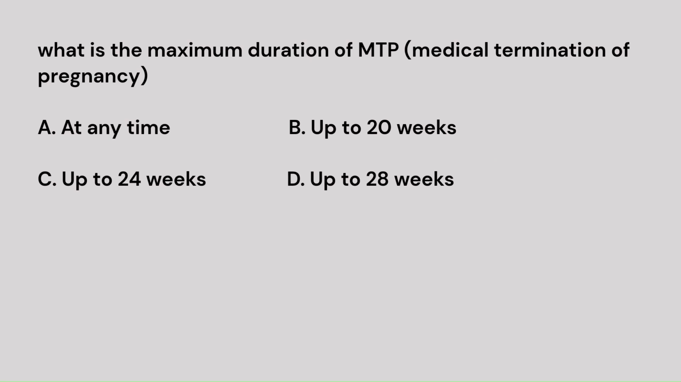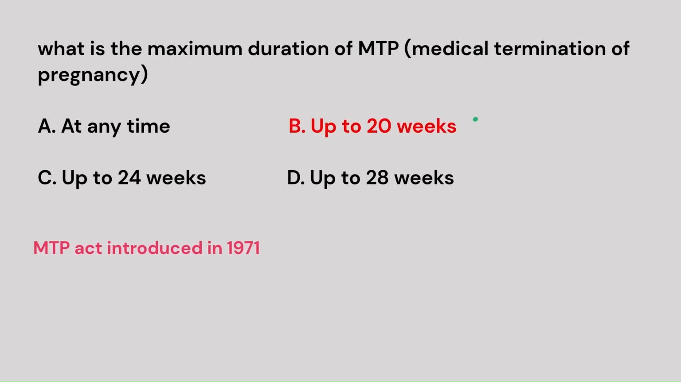Next question. What is the maximum duration of MTP? Option A, at any time. Option B, up to 20 weeks. Option C, up to 24 weeks. Option D, up to 28 weeks. The correct answer is option B, up to 20 weeks. The MTP Act was introduced in 1971 in India.